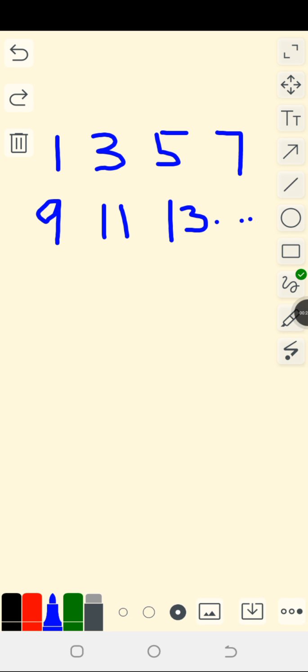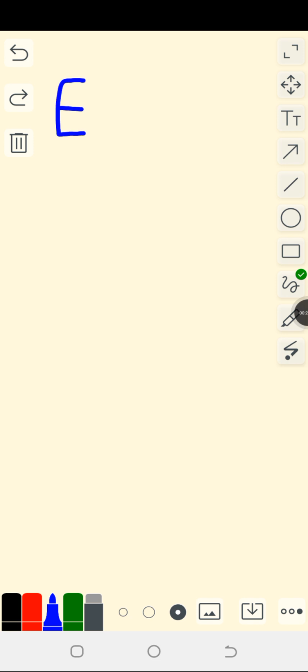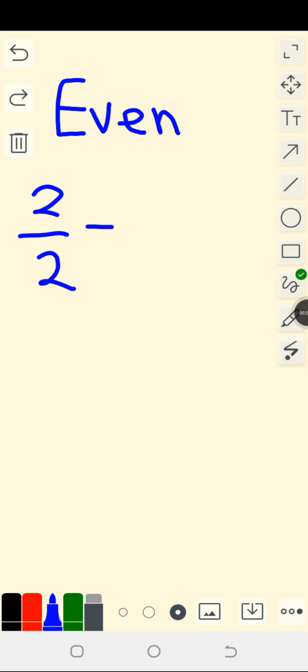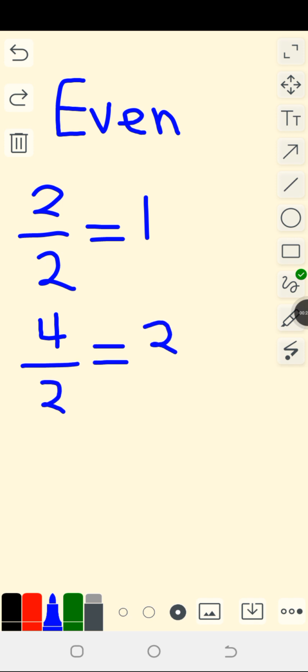Now the other form attributed to natural numbers is even numbers. Even numbers can exactly divide 2 to give us a whole number. The numbers you skipped in between each of the odd numbers are even numbers. After 1 we have 2, so 2 can exactly divide 2 to give us a whole number. Then after 3, which is the next odd number, it's 4. So 4 can exactly divide 2 to give us a whole number. The next one is 6.